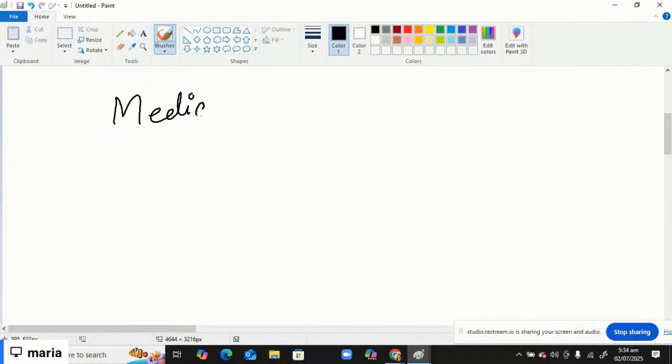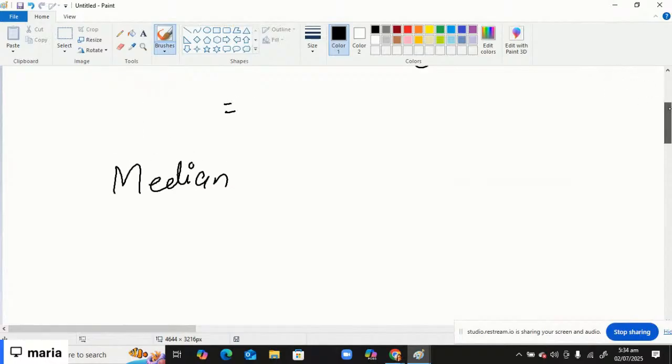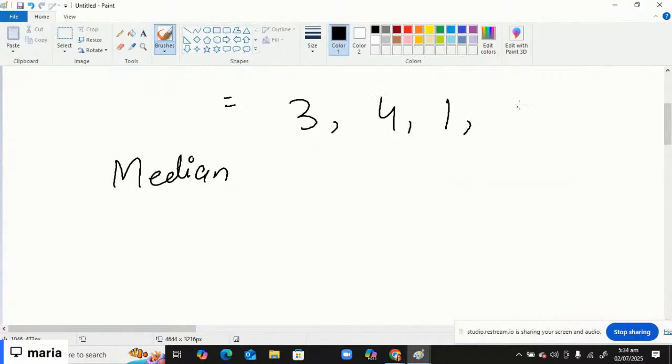Now, what is median? Median is basically, let's suppose 3, 4, 1, 5, 6, and let's suppose this one. So the first thing that we do, we are just going to arrange the data for median. Arrange, how to arrange? From smaller to bigger.